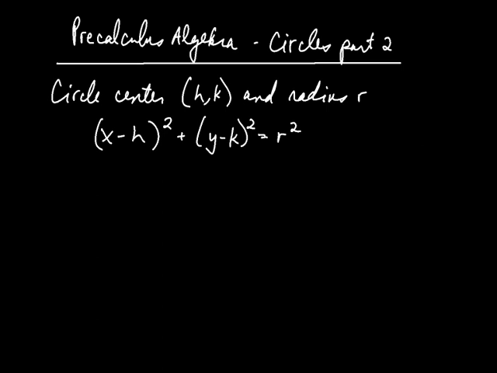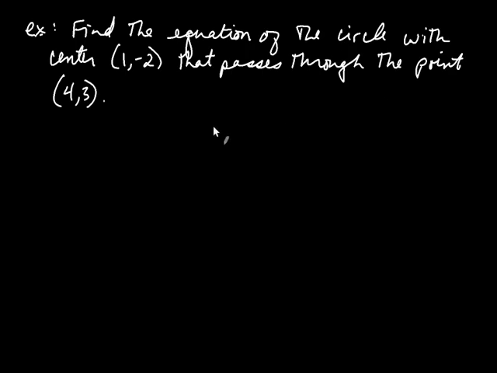Let's see some examples. Find the equation of the circle with center (1, −2) that passes through the point (4, 3). Okay, so we're given in this problem that we're talking about a circle, right? So they're telling us that we have a circle with this center. Remember that the standard form for a circle is (x − h)² + (y − k)² = r², where h and k are the coordinates of the center of the circle.